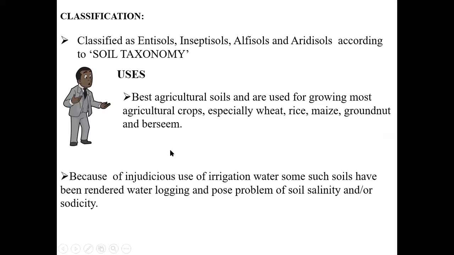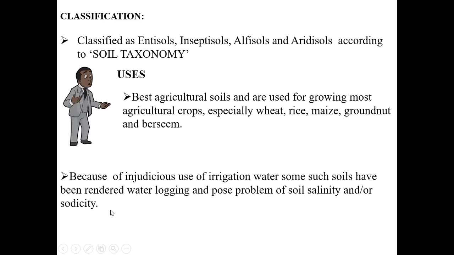But what are the uses? Ultimately, what are the uses of these particular soils? We can grow very good agricultural crops, especially wheat, rice, maize, groundnut, and besan. This one crop, besan, we can cultivate in a very good amount, because these soils are inherently fertile. They have a good amount of phosphorus and potassium, but we can see some problem with nitrogen and organic matter deficit.